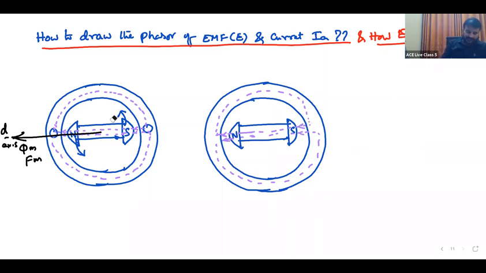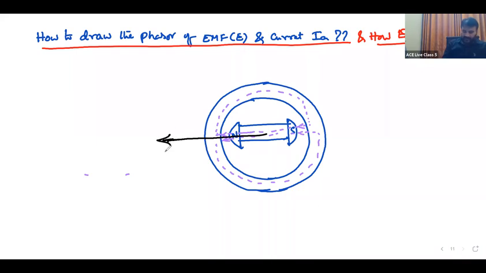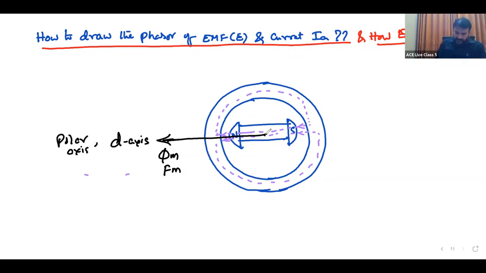Let me remove this because I need some space. This board is very small. This is the flux direction, the main field flux direction, phi m or Fm. That is said to be the d axis. D axis means polar axis. The direct axis is nothing but the polar axis, the center of the pole. That is the main field flux.